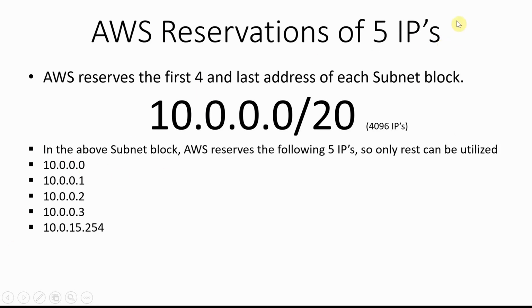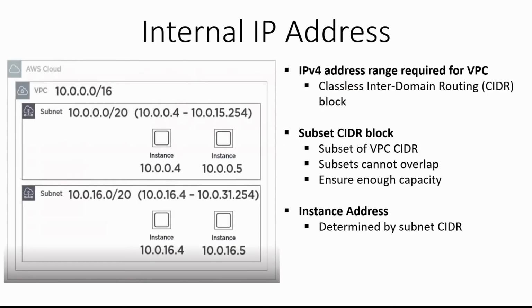We also discussed the AWS reservations, where the first five IPs will be reserved for AWS, even though we get a subnet of, for example, in this case 4096 IPs, out of which five IPs will be reserved by AWS. For example, 0 to 3 and the last one. The first four and the last one are generally reserved for AWS. The rest of it can definitely be used for your project purposes.